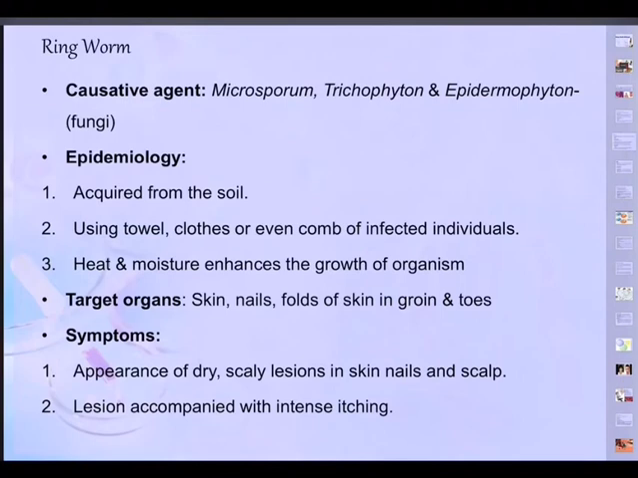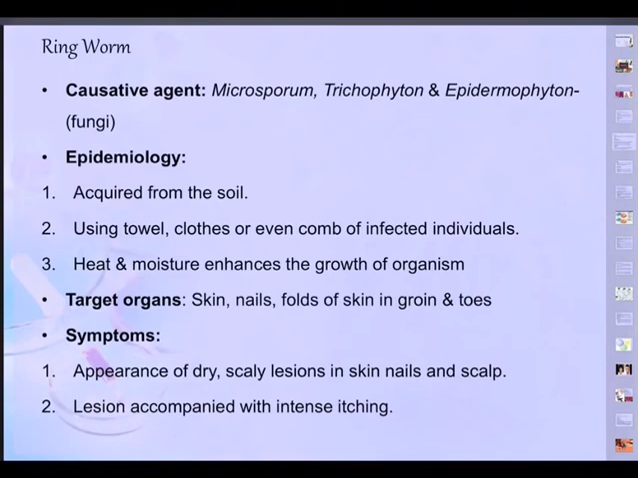And heat and moisture enhance the growth of this organism. And where are the target organs? Skin, nails, folds of skin in groin, toes, etc. And what happens to the person when these organs are affected? First thing, appearance of dry scaly lesions in skin, nails and scalp, something like dandruff we call it, and lesions accompanied with intense itching. There is an itching sensation, and appearance of lesions on various parts such as skin, nails, scalp.